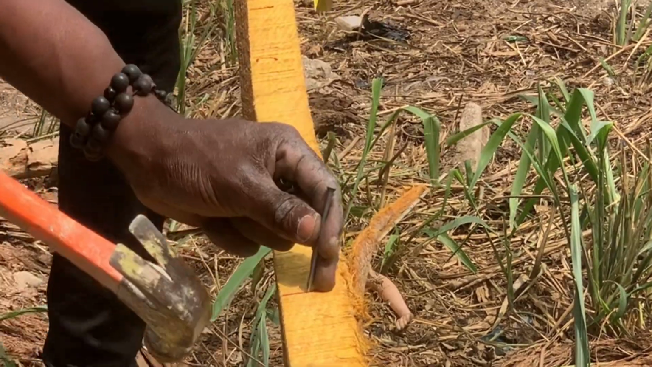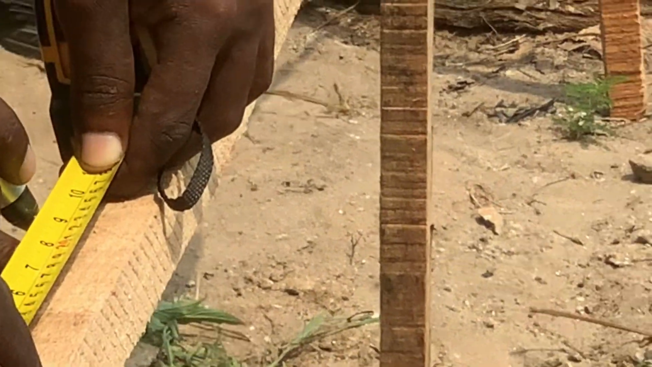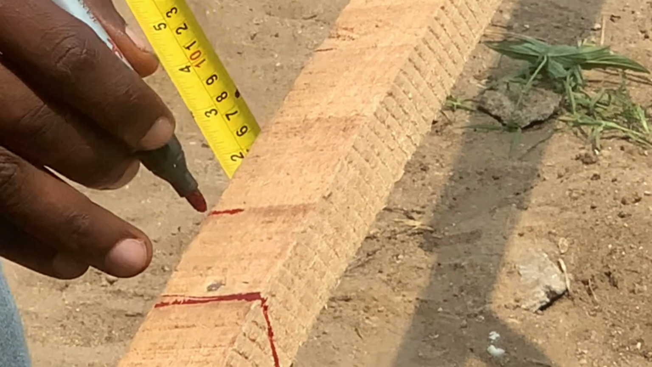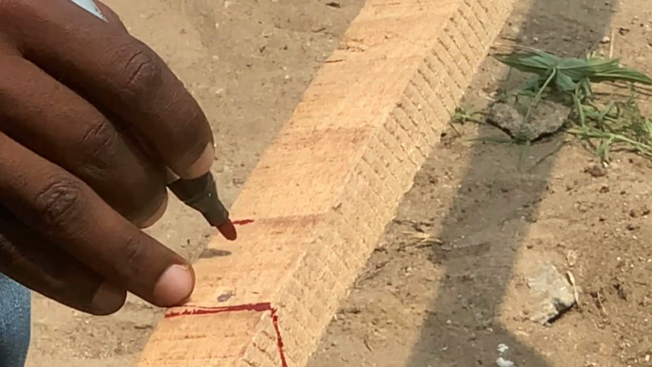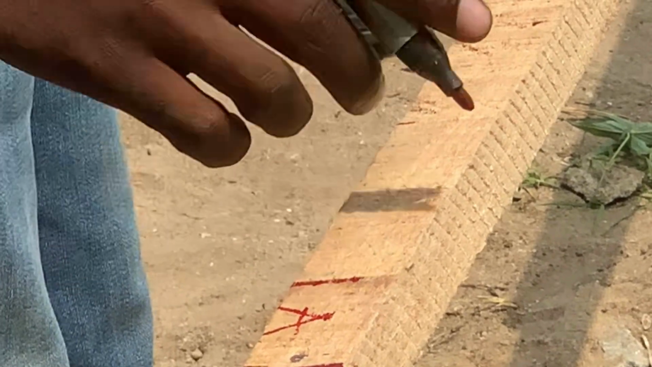And one of the problems that can occur is what we call gross error. Basically, this gross error takes into consideration human oversight and other mistakes while reading and recording. So to avoid these errors, proper care should be taken while reading and recording the data. So the next stage we'll be discussing today is what?